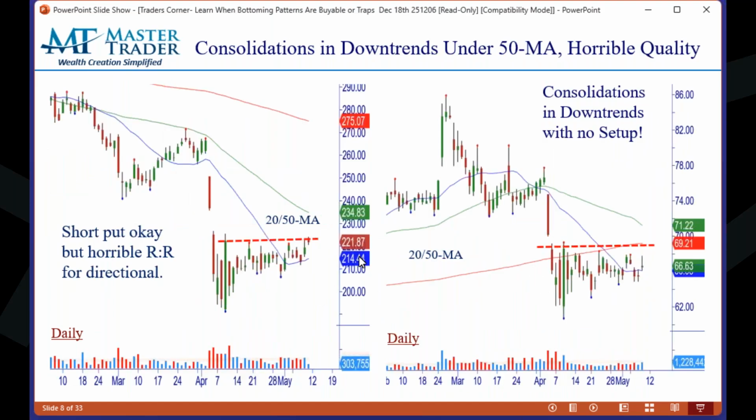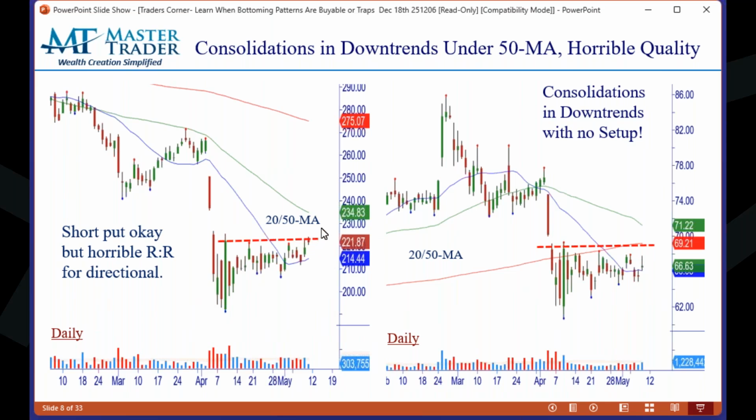Here's an example, horrible quality. Let's talk about that. Why is this horrible? It just fell out of bed. This has to be news. That's an igniting gap, continuation gap. Has it stabilized? Yes. Still below the 50, 20 MA flat now just because of these bars going sideways.